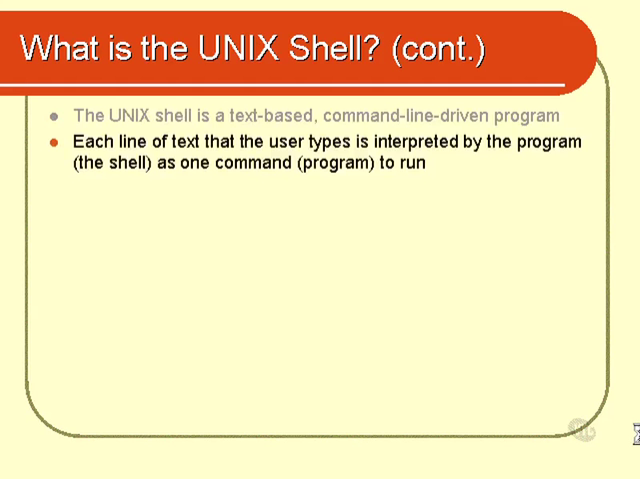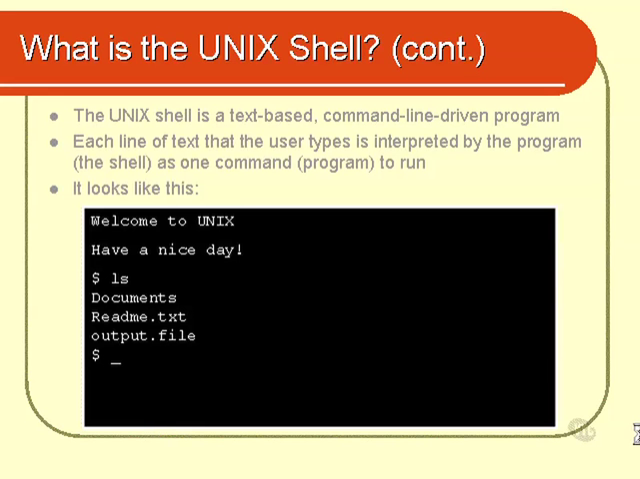The way it works is that you type a line of text against a prompt. We'll have a look at what a prompt is in a second. You type a line of text, then you press enter, and the line of text that you have typed is interpreted by the shell as a single program that you wish to start. And it looks like this. Here's a little example of what a shell might look like were you to run one. As soon as you start the shell, it might say, welcome to Unix or have a nice day or something like that.